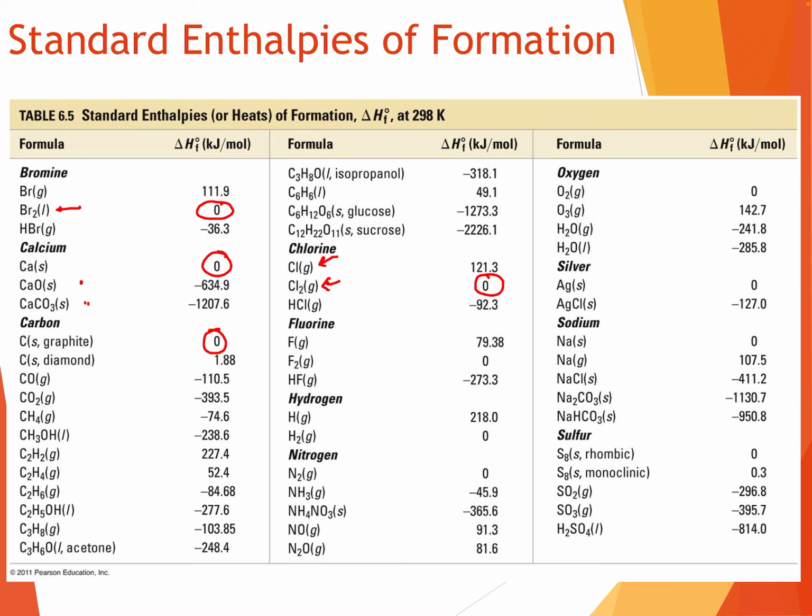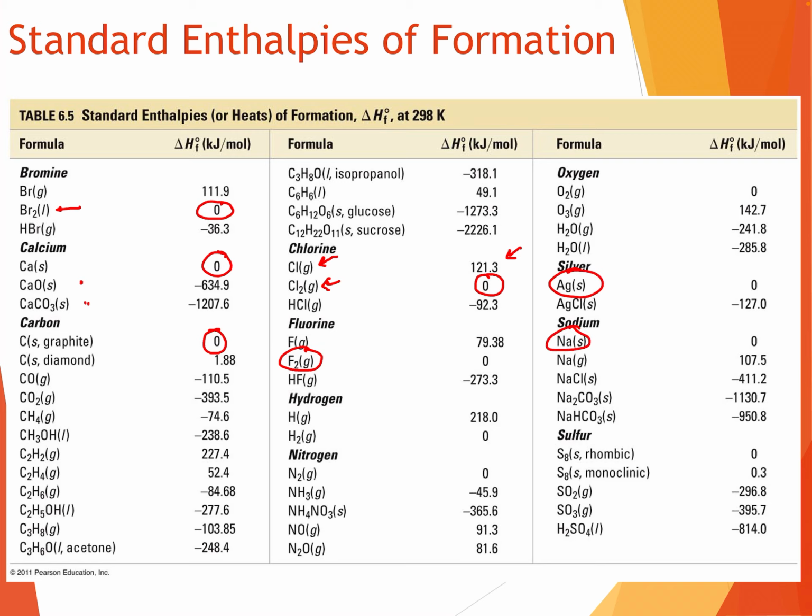Monatomic chlorine is not in its standard state, so it has a delta H of formation. And then we've got fluorine, right? It's diatomic, nitrogen, all of that good stuff. We've got silver up here. Silver would be a solid. Sodium would be a solid.